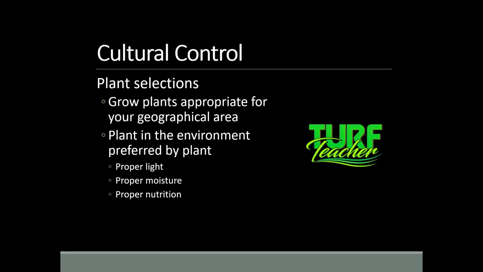With plant selections, grow plants appropriate for your geographical area. Purchase them. We're landscape contractors. We need to buy local, and we need to only use plants that are in our plant zone. Plant in the environment preferred by the plant: proper light, proper nutrition, and proper moisture.